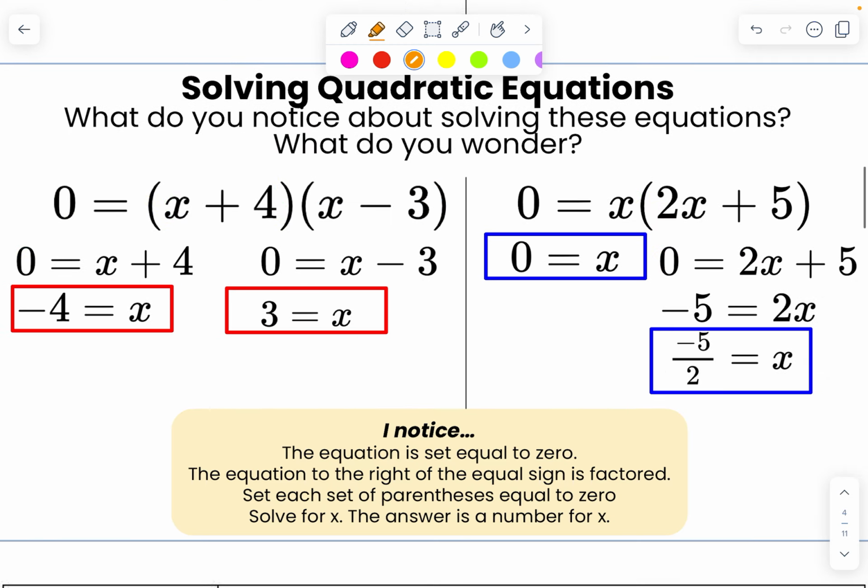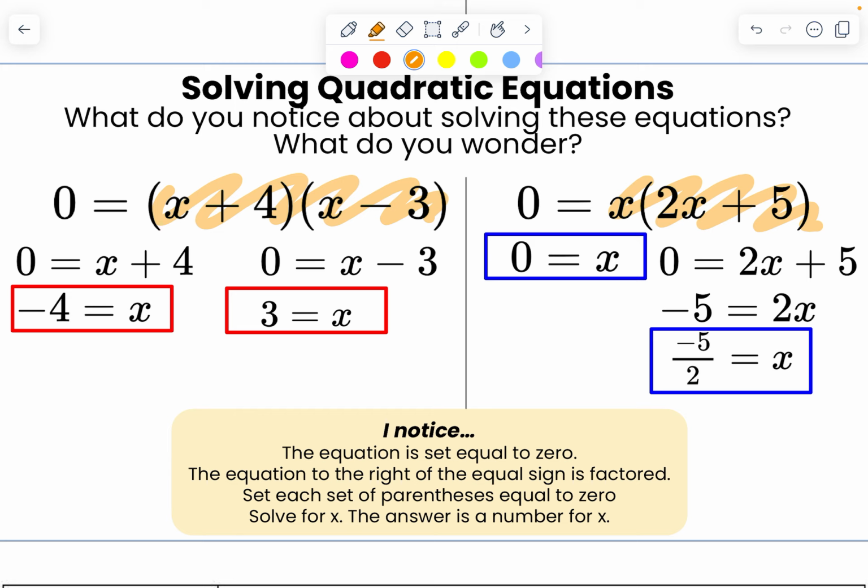So again, to summarize, hopefully you notice that the equation is set to 0 to start. Hopefully you notice that the equation to the right of the equal sign is factored, meaning this whole piece right here is in factored form, and factored forms can look differently as long as things are multiplied.